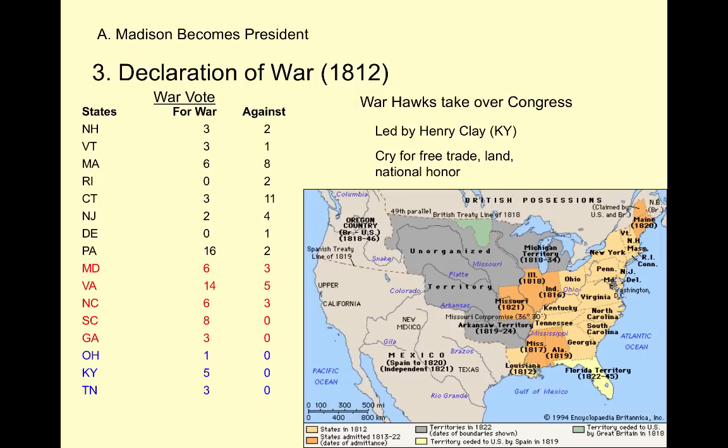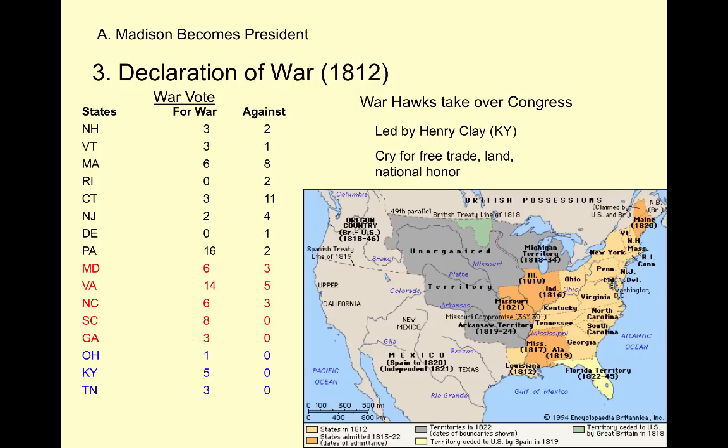And so here we see a list of states. This has actually been on an exam before, and it shows the states who voted for the war and who voted against the war. What we notice is that this is grouped by region. If we look down at the bottom, Ohio, Kentucky, and Tennessee, these are the three Western states, and they vote overwhelmingly for war with Great Britain because they're the ones that are going to benefit the most. They're a long way away from the Atlantic, so they're not going to get attacked by the British Army. And they hope that if we go to war with England, we're going to get some of that Canadian land. We can take over Canada for these Western farmers.